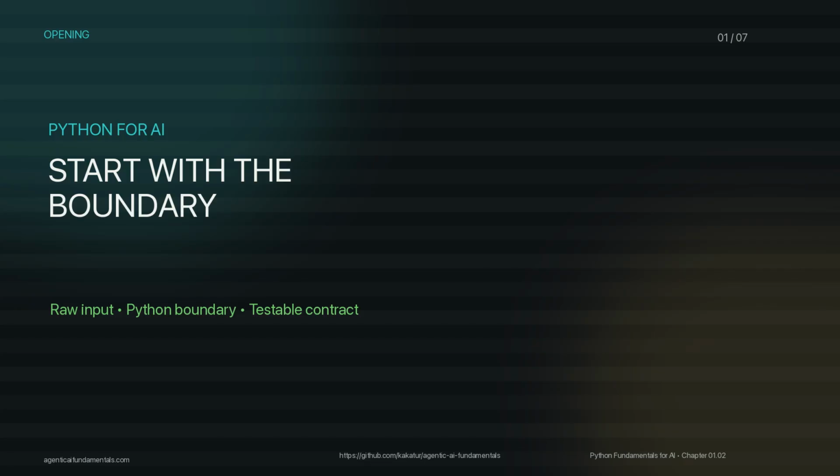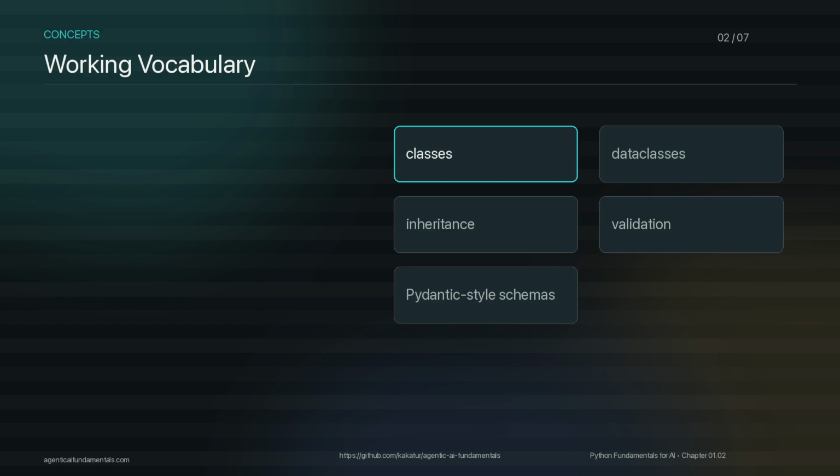Classes give the data a name. Data classes keep simple records readable. Pydantic style schemas catch bad values before they reach the model call or tool code. The vocabulary for this lesson is classes, data classes, inheritance, validation, and Pydantic style schemas.